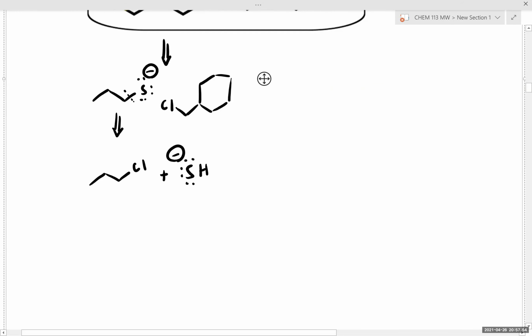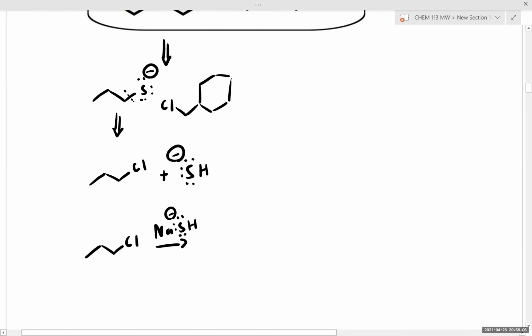Now, the key point behind this problem is that if you run this reaction, so if you treat this alkyl halide with just sodium hydrogen sulfide, will this reaction work as drawn? Will we get this desired product as drawn?